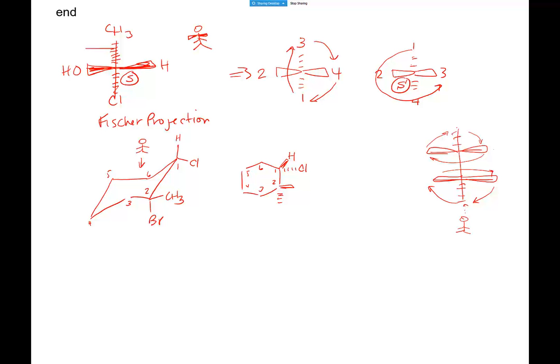For two, what should be on the bold wedge? Methyl. Methyl's above the plane of the ring, and what's below? The bromine.